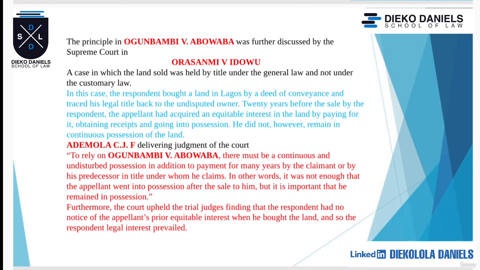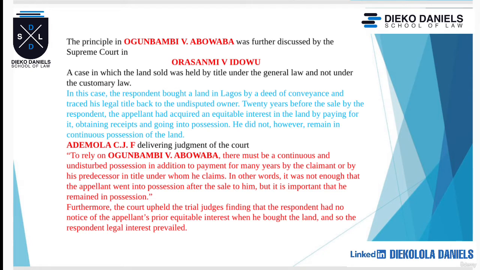Do you see that? Now, we started with one thing. There must have been what? Payment of money, and that would have been evidenced through a purchase receipt. But we are not stopping there. We went to number 2. He must have been put into possession. There are 2 authorities for that: Ogunbambi and ABOWABA, and Olowu and Oshinubi. But the justices of the Supreme Court said that is not enough. We need a number 3.